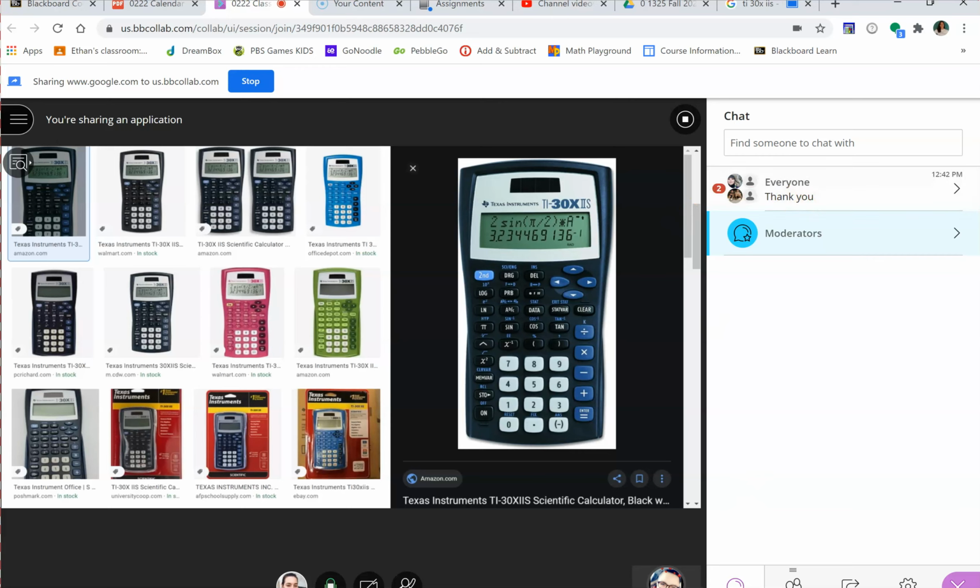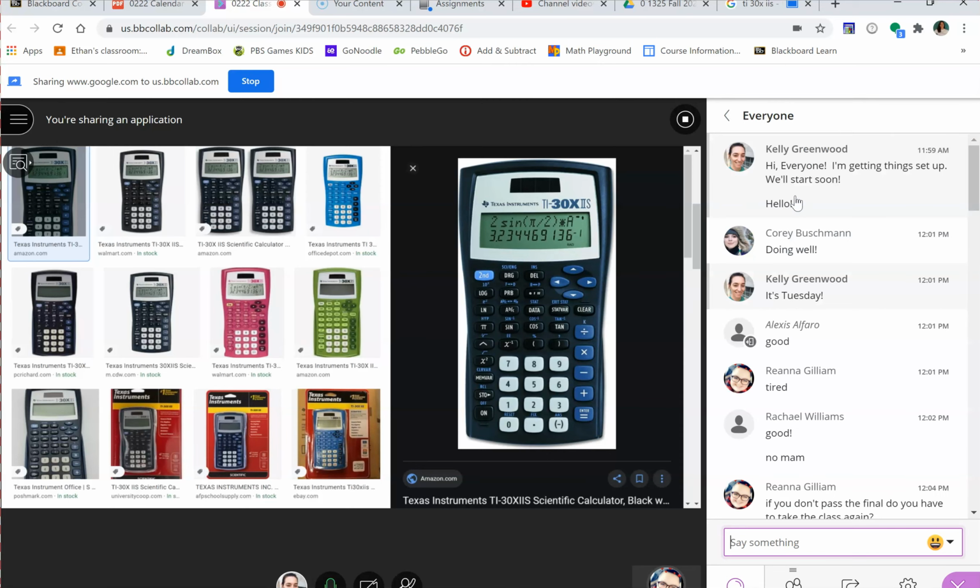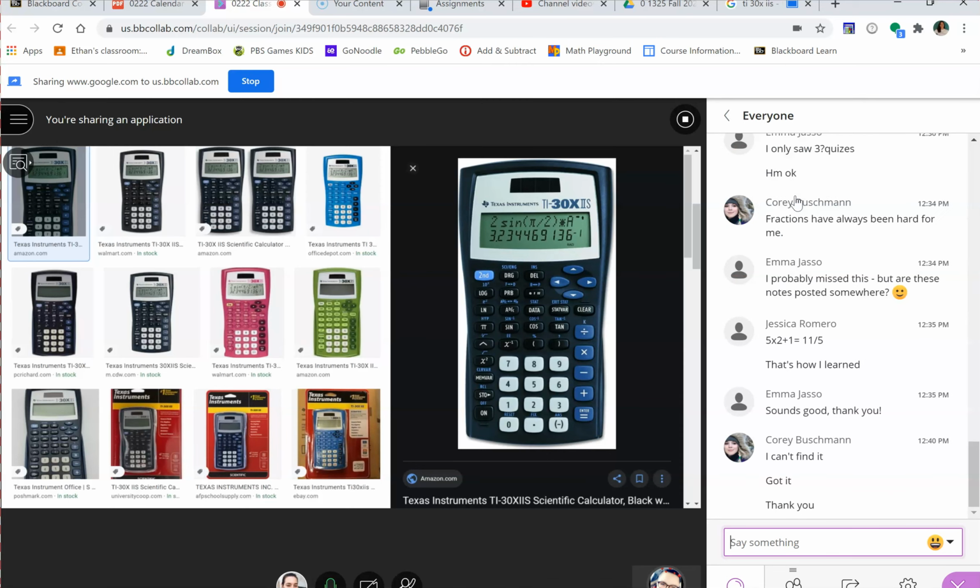Anyone else have a different type of calculator that they're struggling to find the button? Because I can Google image it, and then I can show you where the button is. No? Okay.